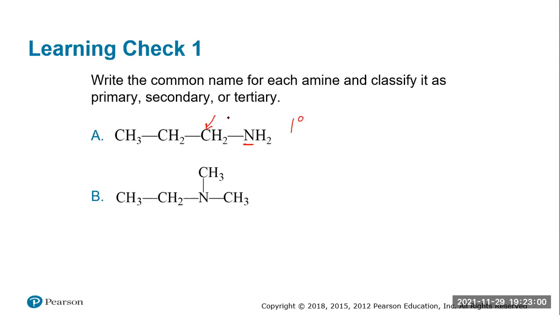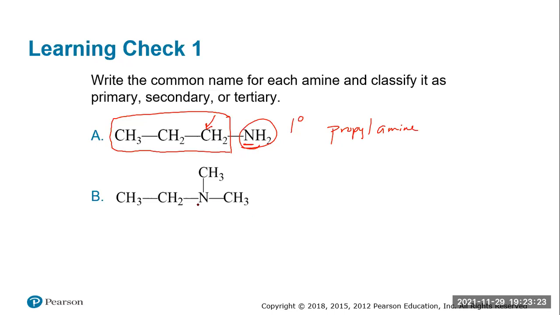We could do sort of the common name of it, which is find the group that's there. And in this case, this is a 3 carbon group, which would be a propyl group. And then since this is an amine, we would just write amine. So that would be propyl amine. Any questions on that name there?